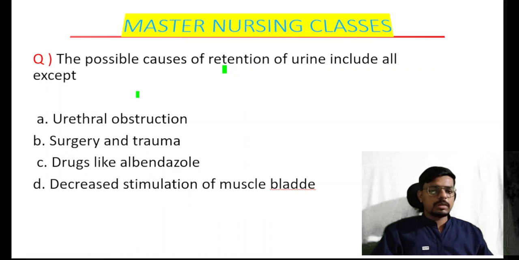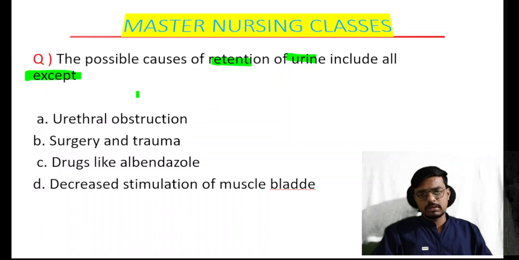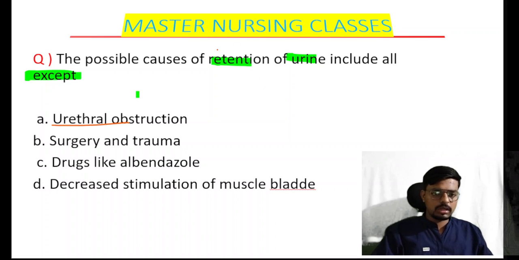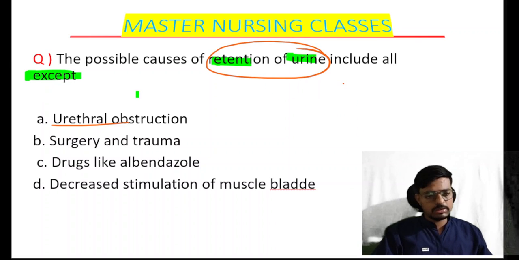The possible causes of retention of urine include all the following except. They have given the list of options here. Among these options, you have to find the possible cause of retention of urine except one. Can anyone tell? Urethral obstruction will lead to retention of urine. First of all, tell me what is retention of urine. It is very simple.